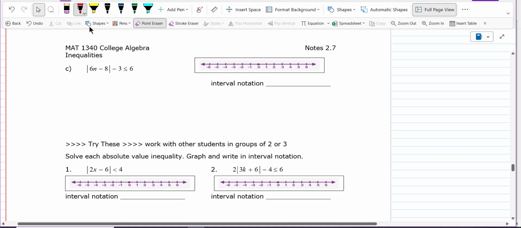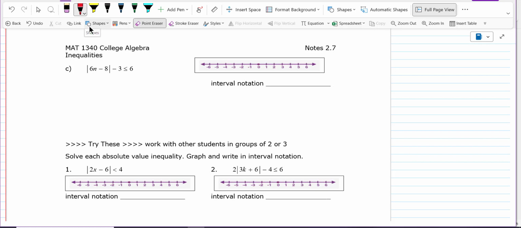First thing we have to do on this is this absolute value is not isolated. We don't want the subtract 3 to be there. So the undoing operation is adding 3 to both sides. That's going to leave us with absolute value of 6n subtract 8 is less than or equal to 9.